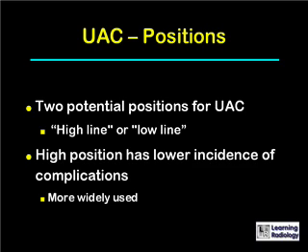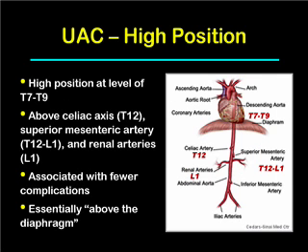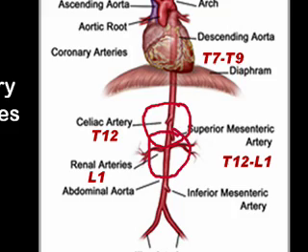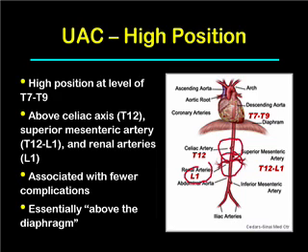There are two potential positions for umbilical arterial catheters. One is the high position, sometimes called the high line. The second is the low position, sometimes called the low line. The high position has a lower incidence of complications and it is more widely used. The high position has the tip of the umbilical artery catheter at the level of T7 to T9. This is above the celiac axis, which is at T12. It's also above the superior mesenteric artery, which is at about T12 to L1, and the renal arteries at L1. It is, as I said, associated with fewer complications. Essentially, the position here is above the diaphragm.